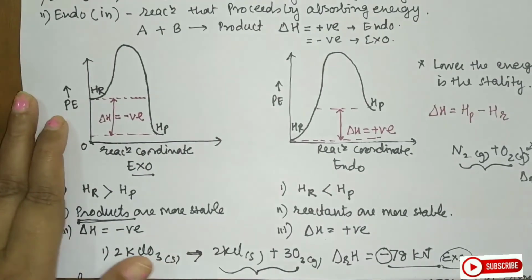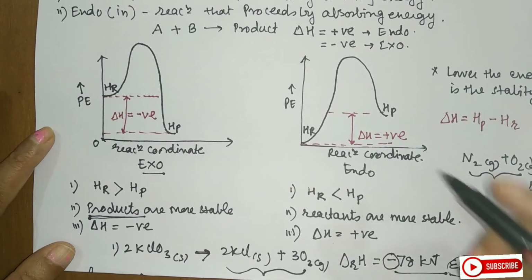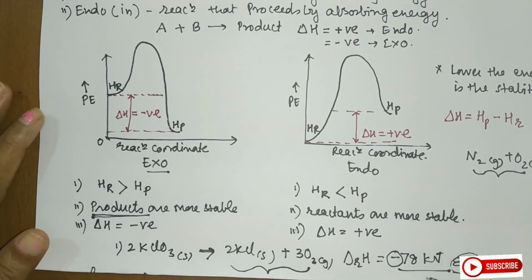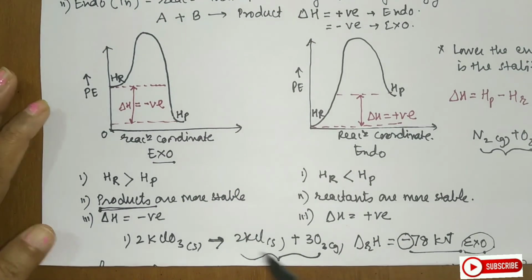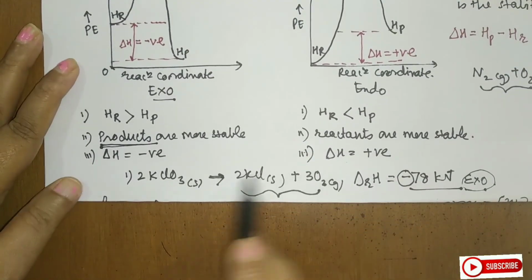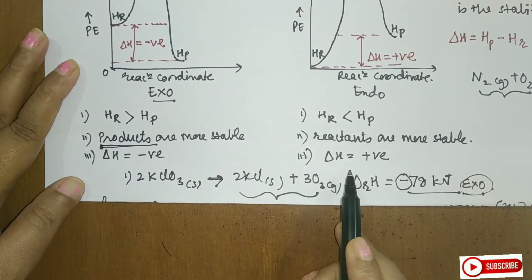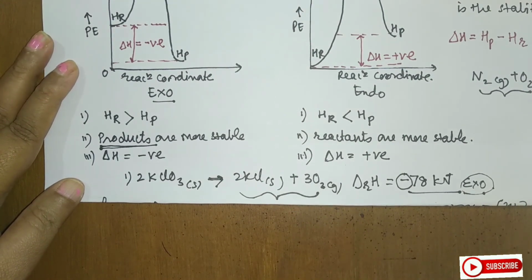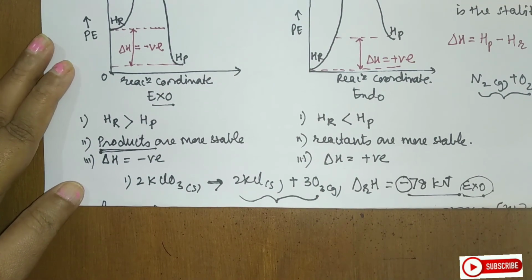So this is all about exo and endothermic reactions. By seeing the sign of delta H, you can predict whether the reaction is endothermic or exothermic in nature. And by the graphs, we can make out the points of difference between the two. So this is about endo and exothermic reactions. I hope you have understood the concept.